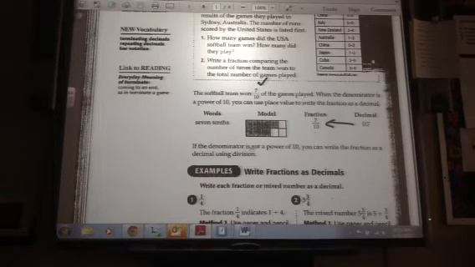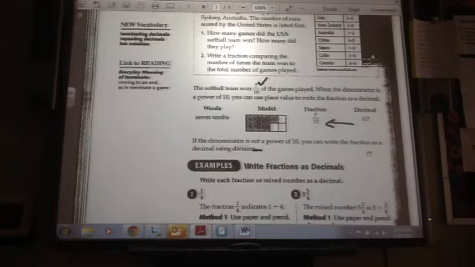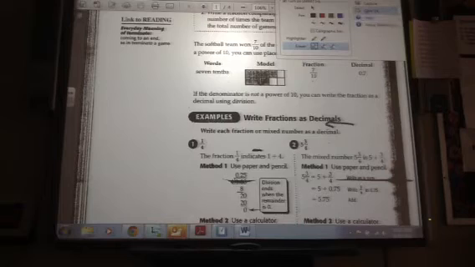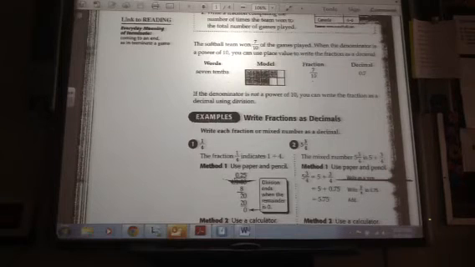If the denominator is not a power of 10, you can write the fraction as a decimal using division. And we worked on this some yesterday, in our homework yesterday. But it can't hurt to review, and this will give you another place to go back and look if you're still not quite getting it.